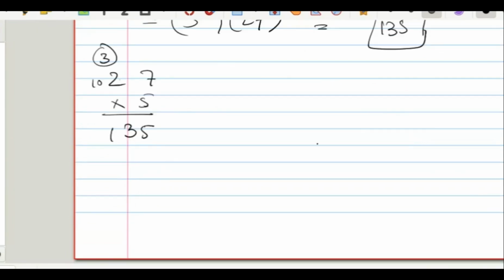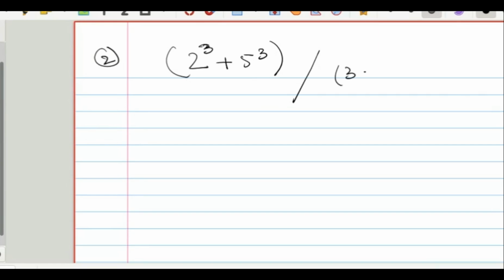Let me write another example for this. We can move to another page. This is number 2. If you have situations like this, please note this thing. The dot can also mean multiplication. 2 power 3 plus 5 power 3, divided by 3 minus 1.